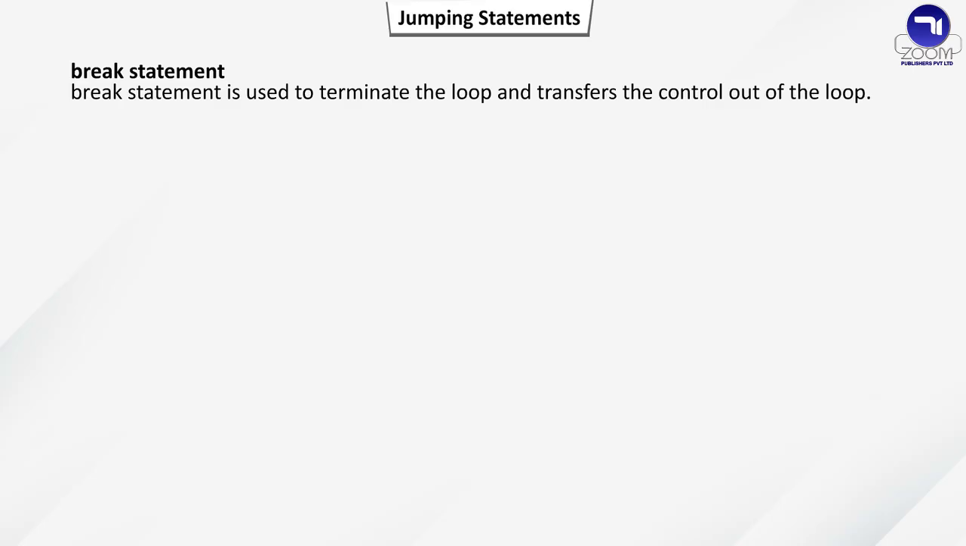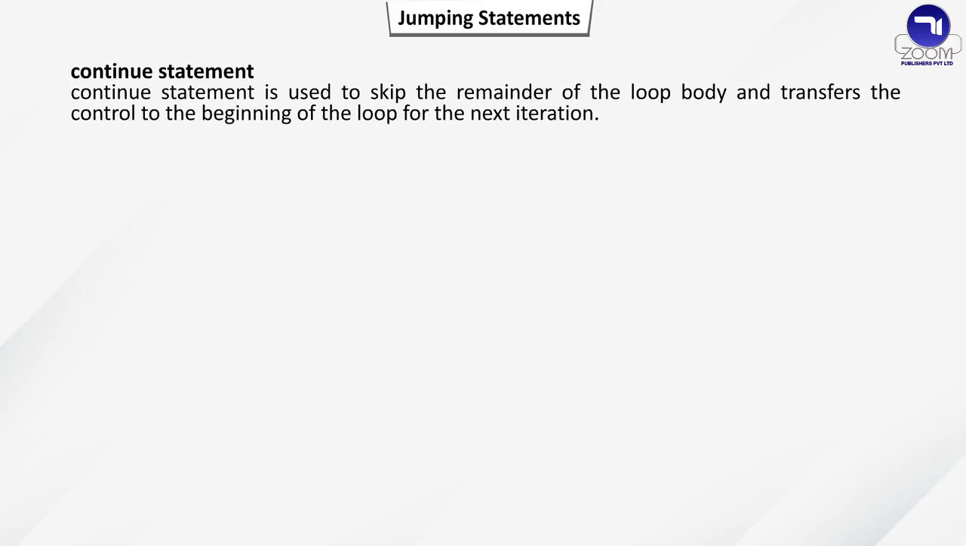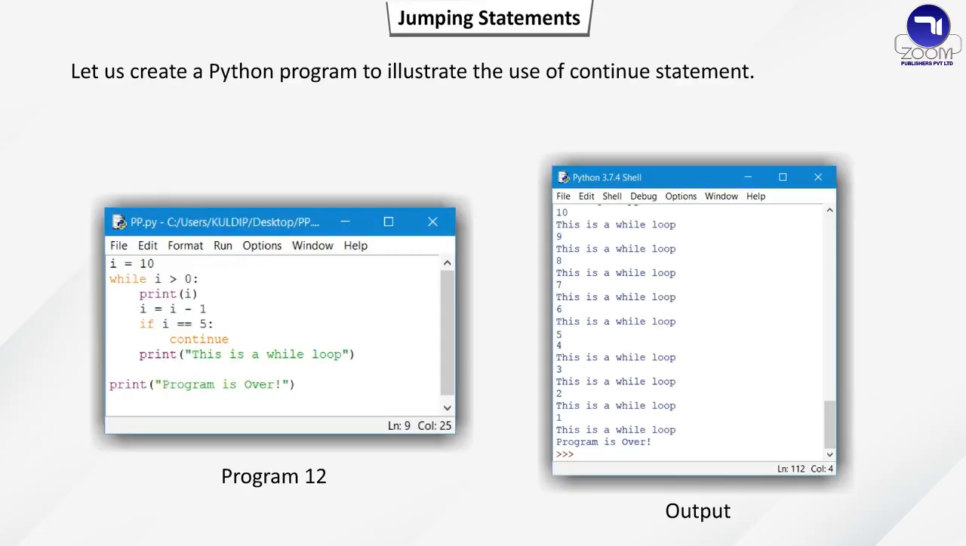Break statement. Break statement is used to terminate the loop and transfers the control out of the loop. Let us create a Python program to illustrate the use of break statement. Continue statement. Continue statement is used to skip the remainder of the loop body and transfers the control to the beginning of the loop for the next iteration. Let us create a Python program to illustrate the use of continue statement.